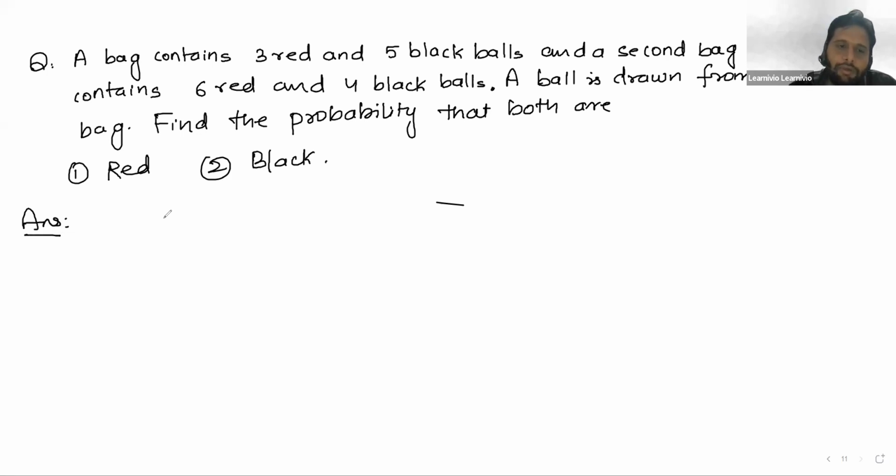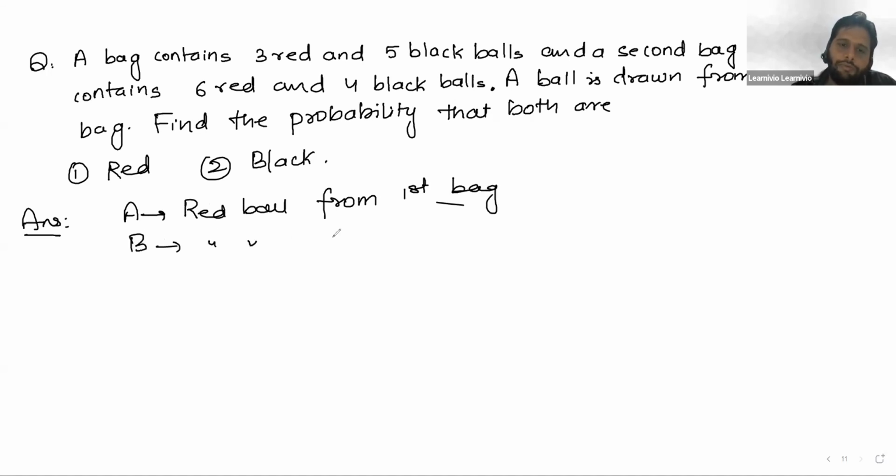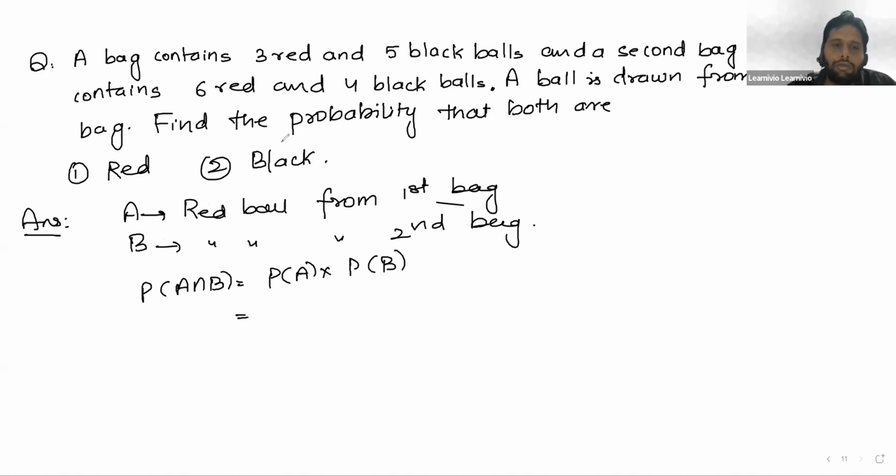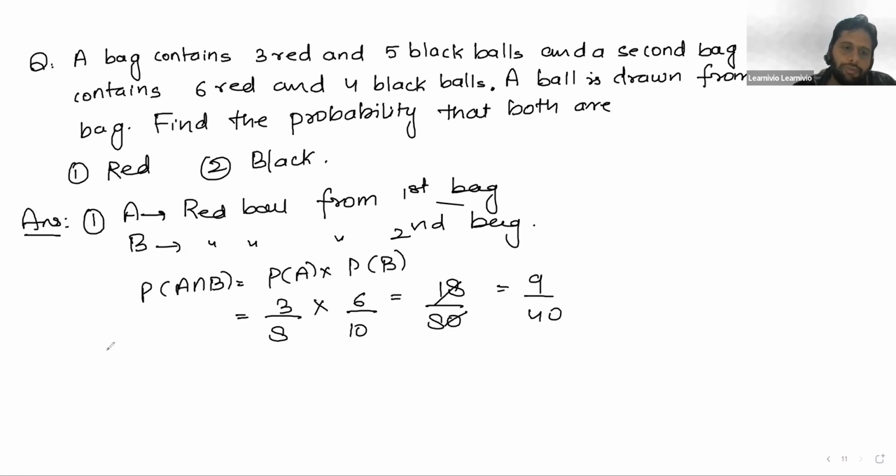Okay. Let A be the event of getting a red ball from the first bag. What is B? Red ball from the second bag. So P(A intersection B) is equal to PA into PB. What is PA? 3 red balls by 8. What is PB? 6 red balls by 10. So you will get 18 by 80. Cancel out, this is 9 by 40. This is the first one.